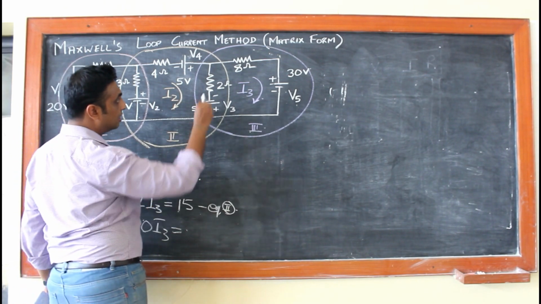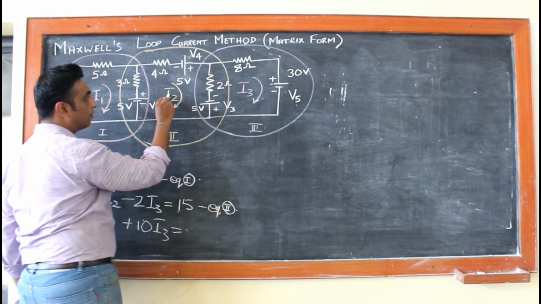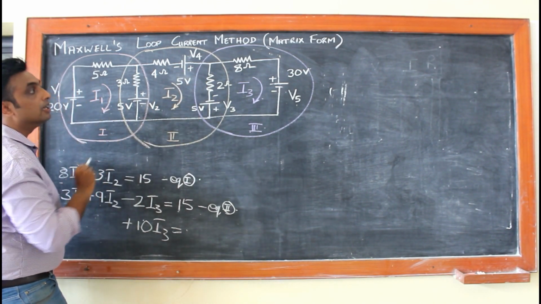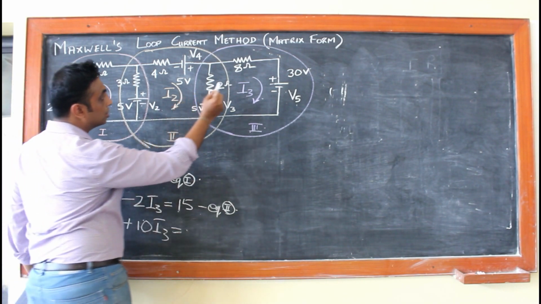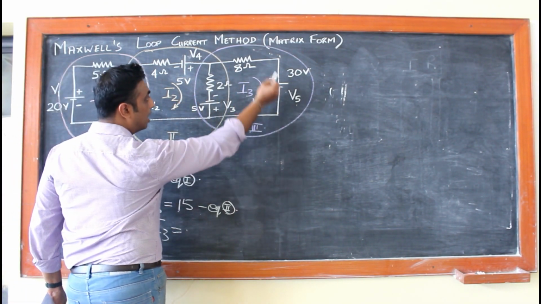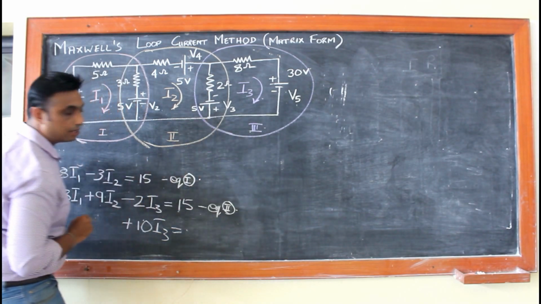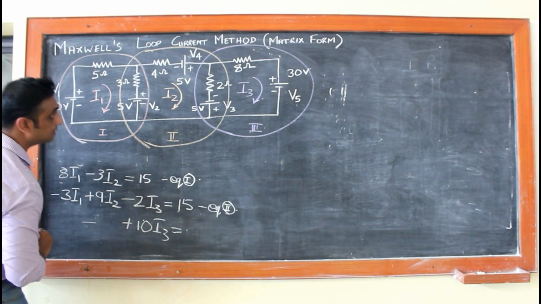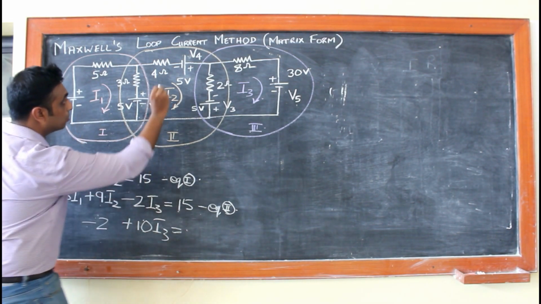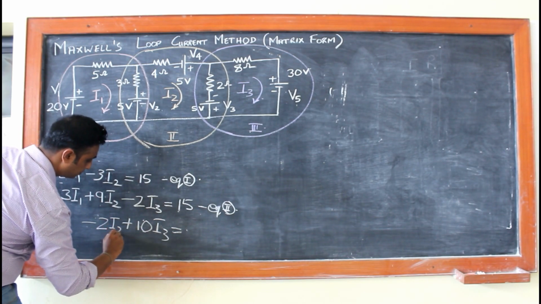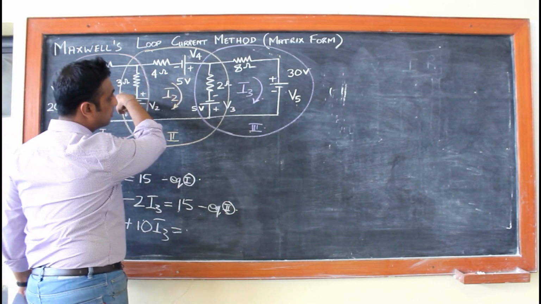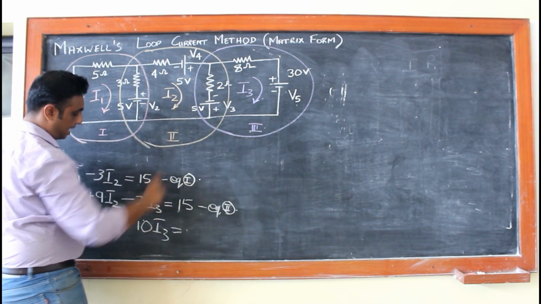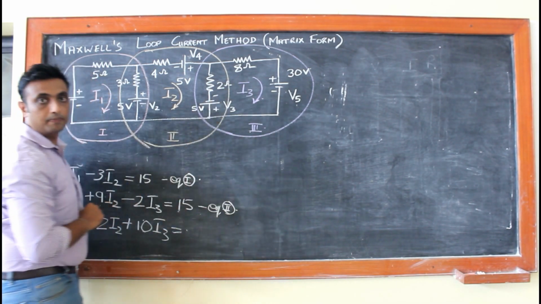But as we see, the 2 ohms is in between I2 and I3. So there is also a current I2 flowing in the 2 ohms resistor. So any current other than the I3 loop will be taken as minus. That's why we have minus 2 I2. There is no I1 because it is dealing with loop 1. So we have minus 2 I2 and plus 10 I3.